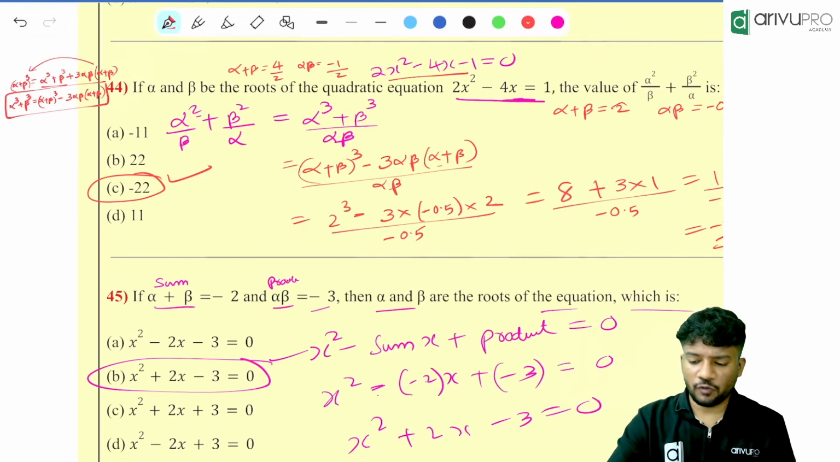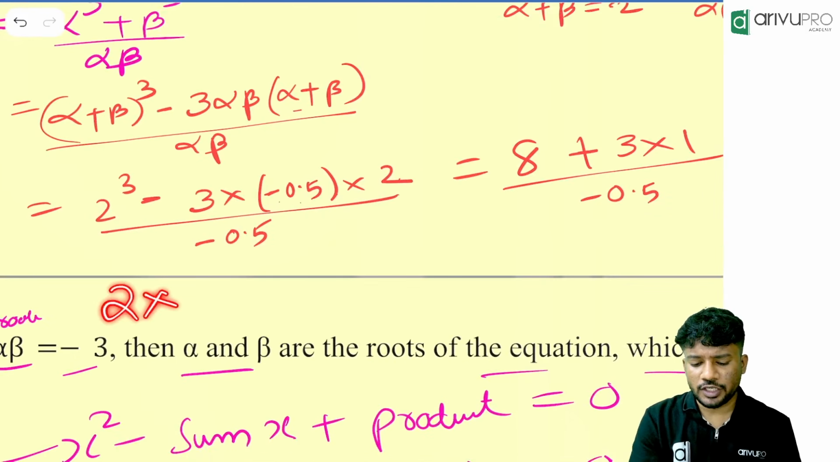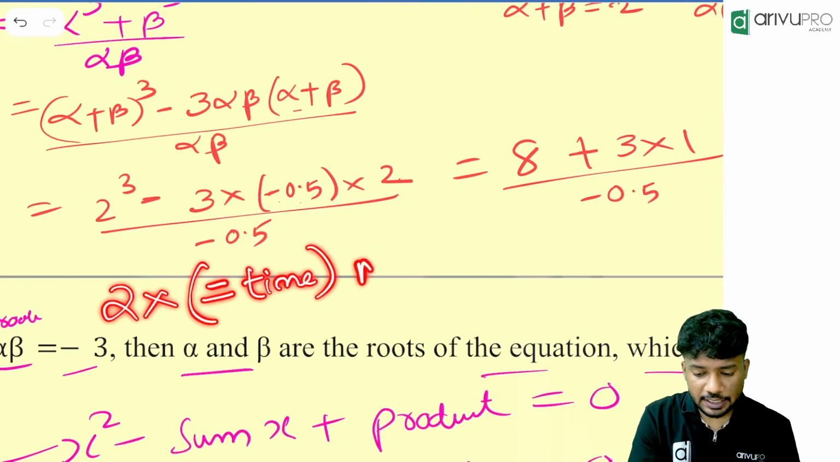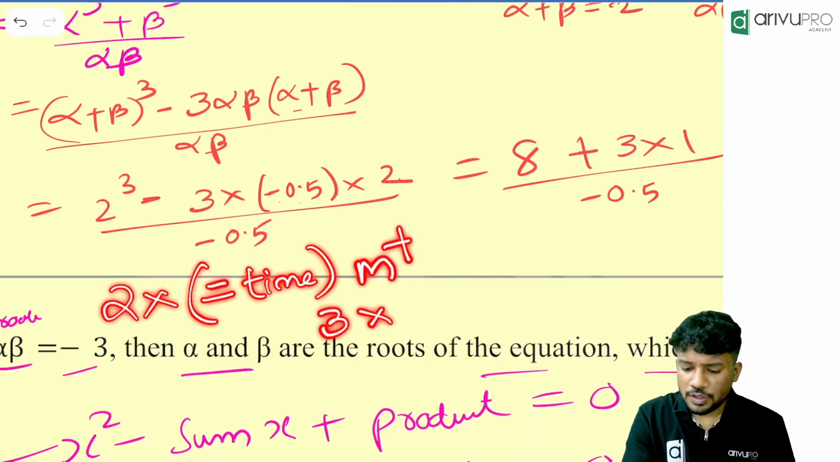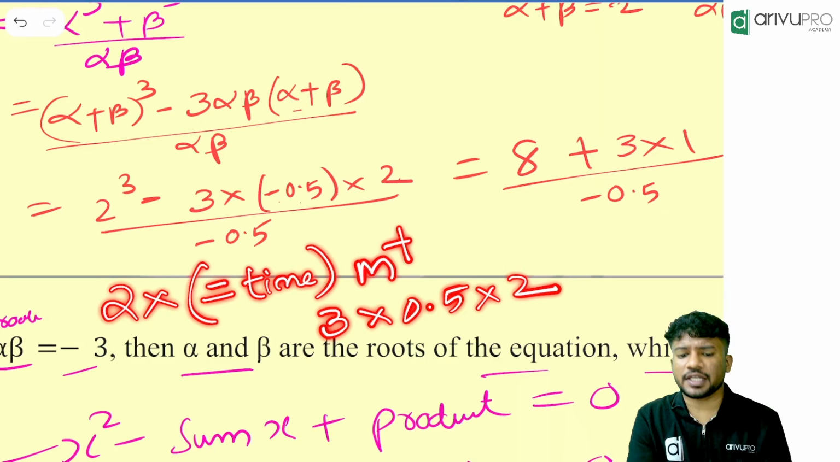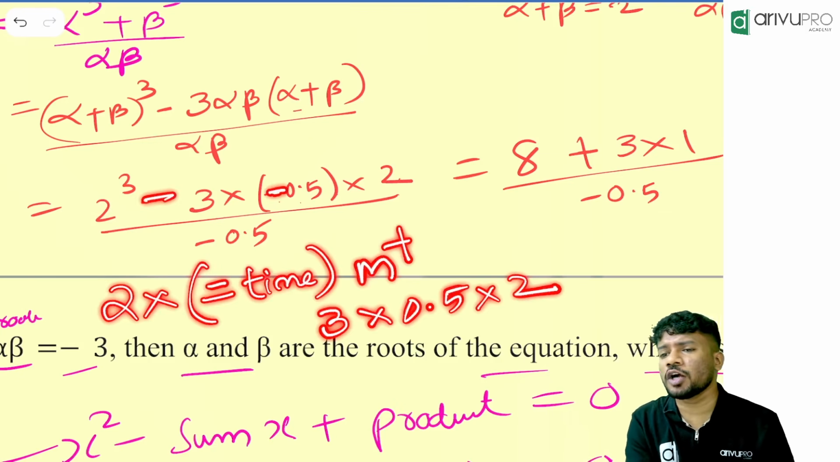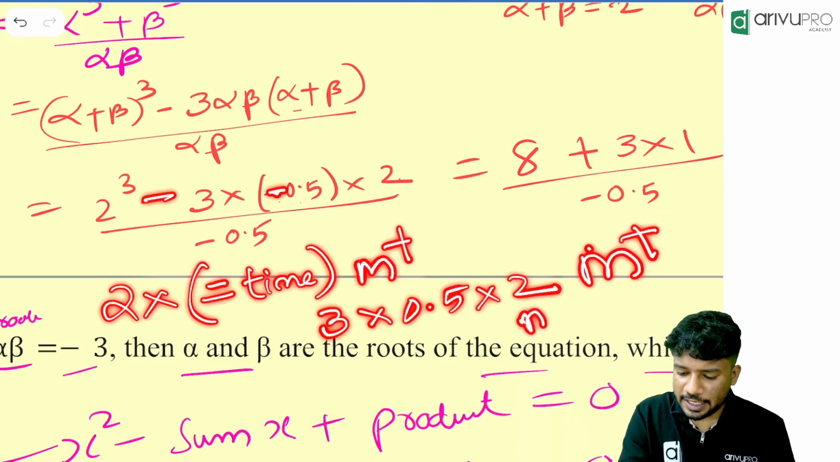So what did we do? How will you find it in the calculator? In the calculator, you will write 2, and press the multiplication equal to how many times? 2 times. Then click M plus. Then, people, 3 into 0.5 into 2. Why did I ignore the negative sign? Because negative and negative will become positive. Then you will click M plus. Then click MRC.